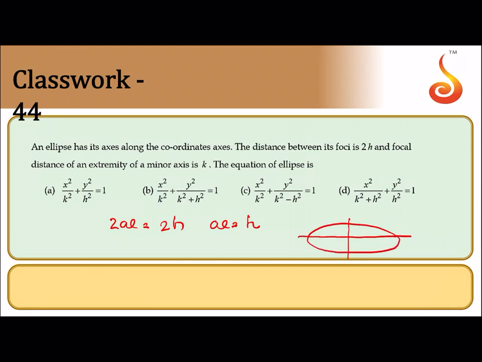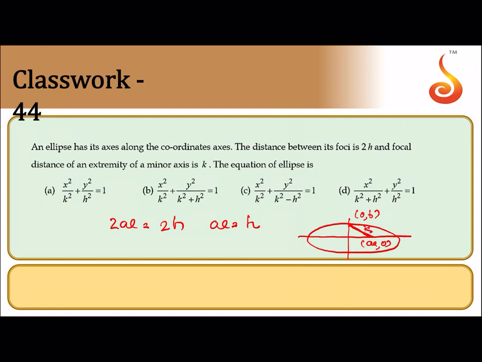They are saying an ellipse has its axis along the coordinate axis. The distance between the foci is 2h. Then the focal distance of an extremity of the minor axis, this is nothing but (0, b). The focus is given as (ae, 0). This distance is equal to b.